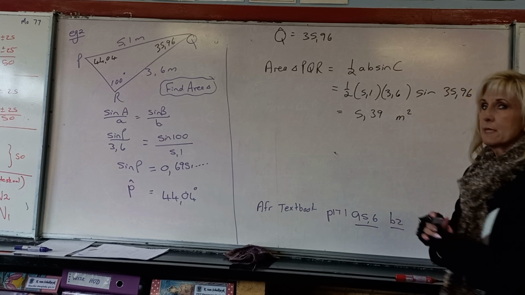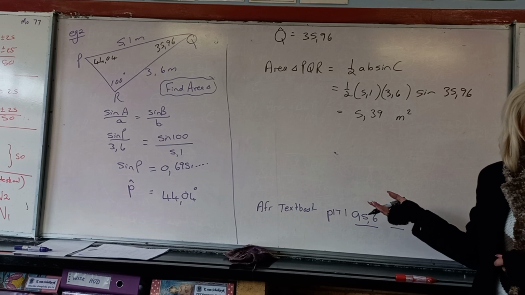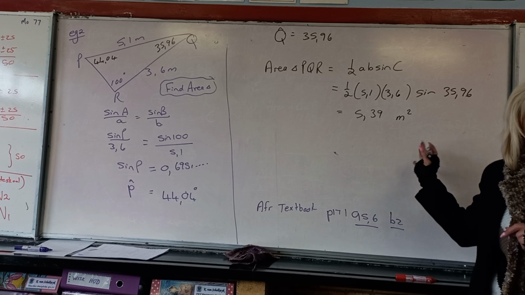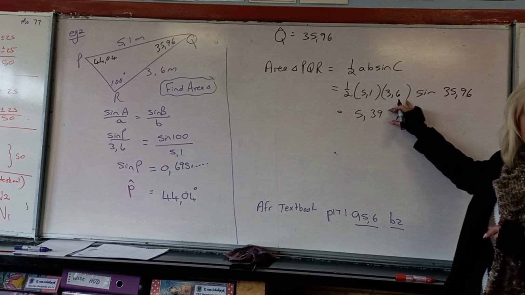Unit squared, this time I can write m squared because it is meters. If there was nothing, unit squared is fine, wake up. And if it's not necessary to write, if you just wrote 5,39, that would be fine.